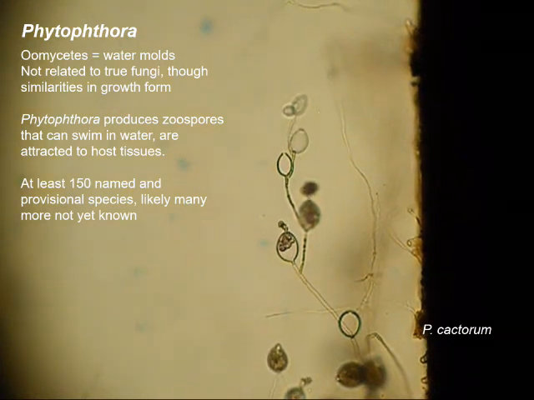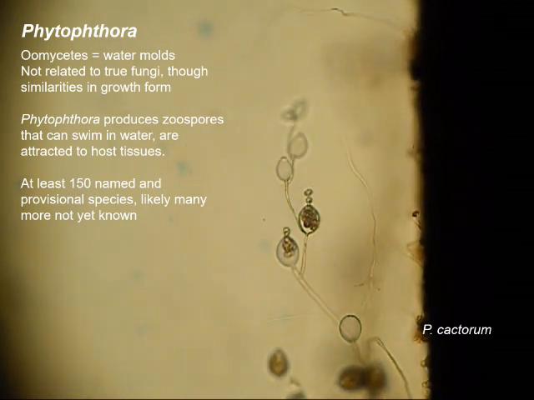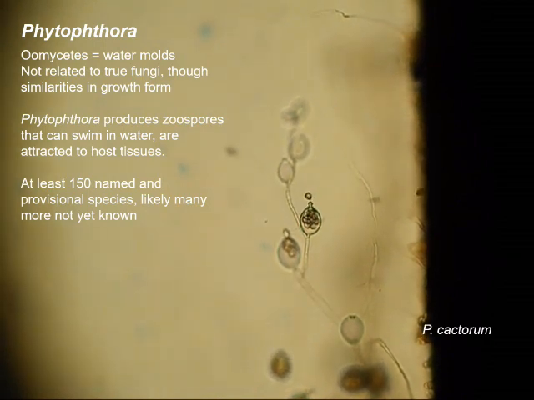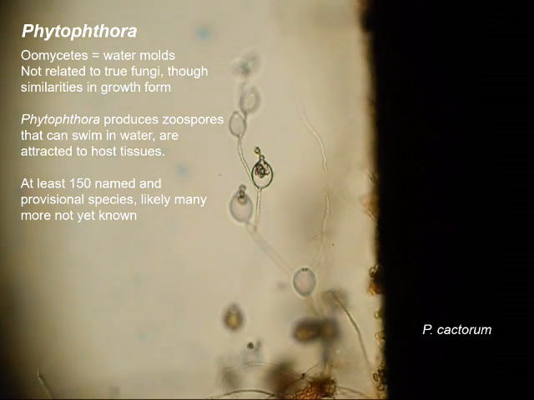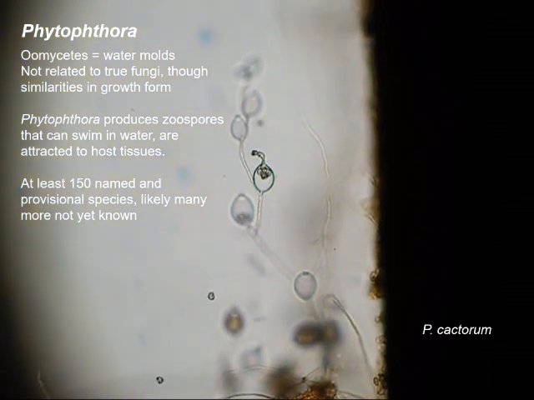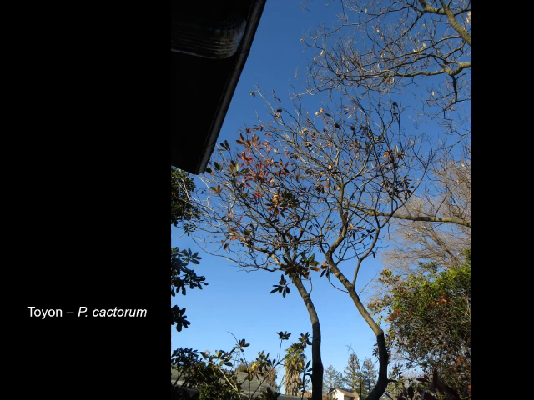Phytophthoras are in a group known as the water molds. They're not really fungi, but they have a similar growth form. They produce zoospores, and in water, which we're seeing here, zoospores are released from sporangia, and these zoospores are attracted to host roots and cause infections in them. There are at least 150 named and provisional species, and many more beyond that that have not yet been described. So there's a wide variety of diverse organisms.